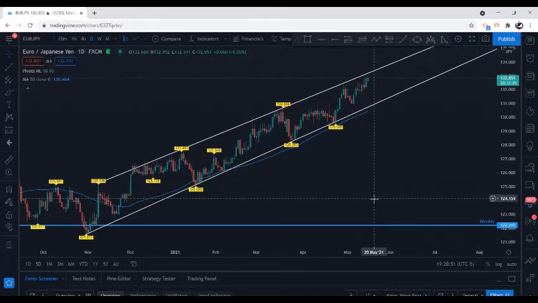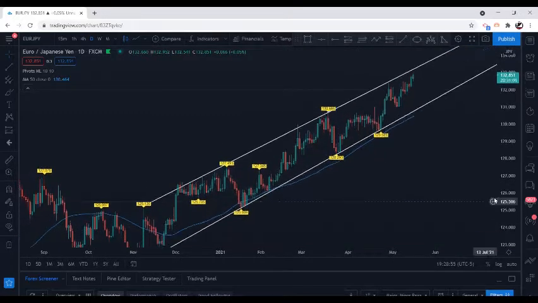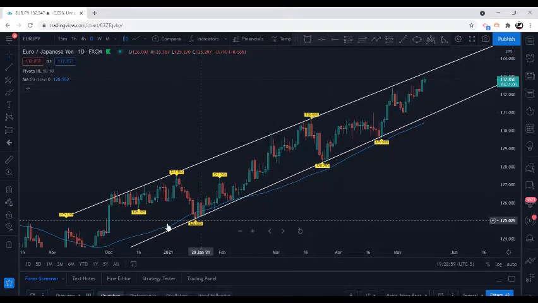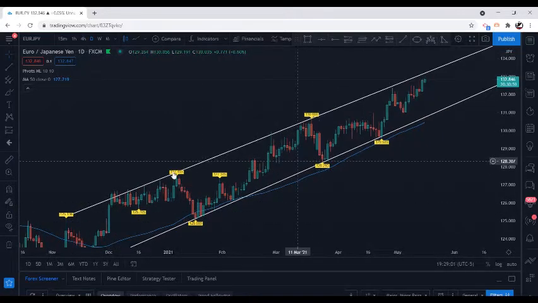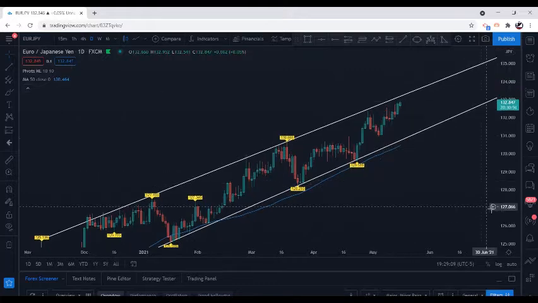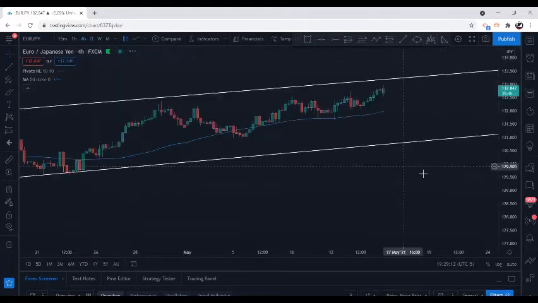Right here we can see that we have a daily channel on the Euro JPY chart, and price has been trending upwards, making higher highs and higher lows. We're also above our 50 moving average, which is indicating momentum to the upside.